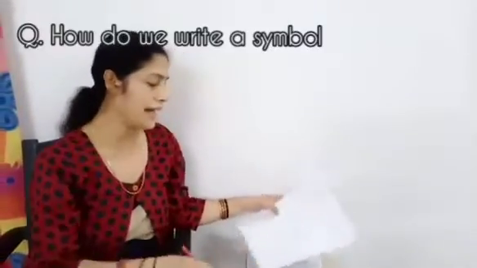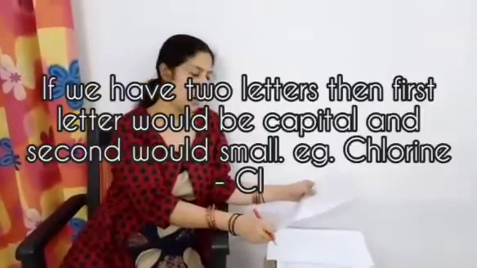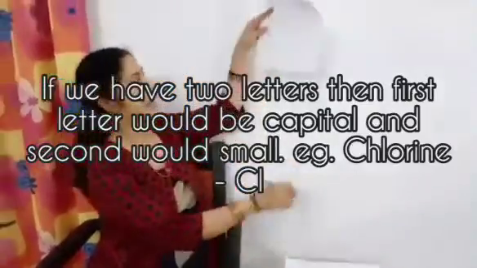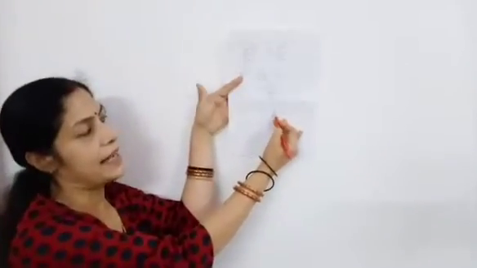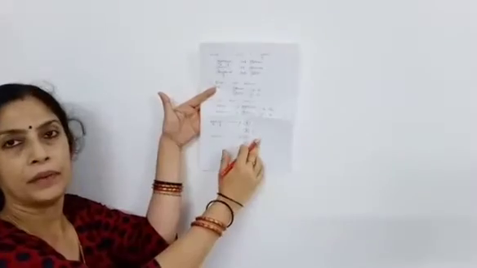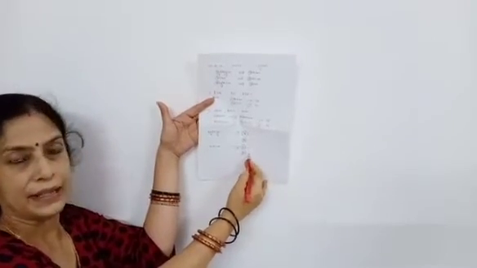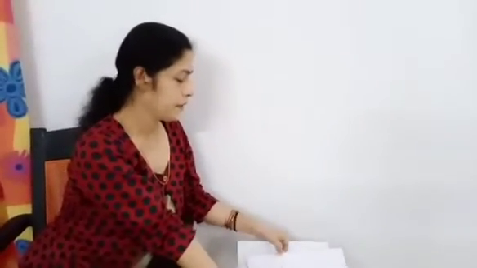But how do we write a symbol? Always write the symbol of an element with a capital letter. If there are two letters in the symbol, then the first is capital, then a small letter. For example, we write the symbol of hydrogen as capital H, not small h. Symbol of helium is capital H followed by small e, not like this. So, this is a list of the first 20 elements.